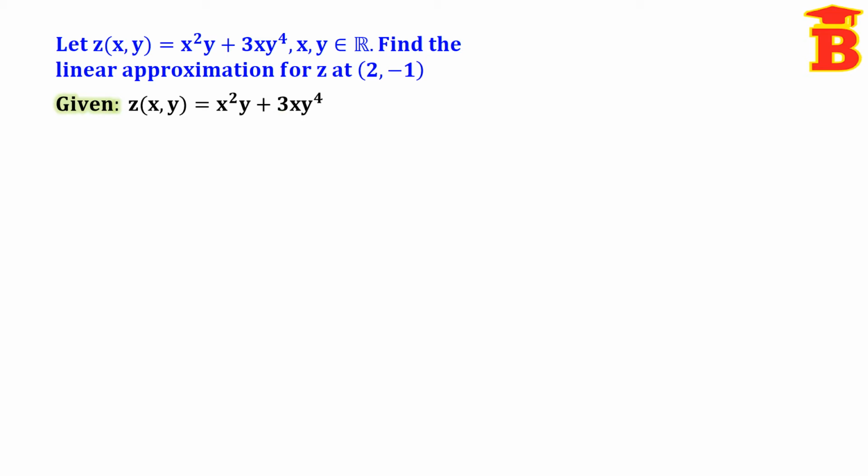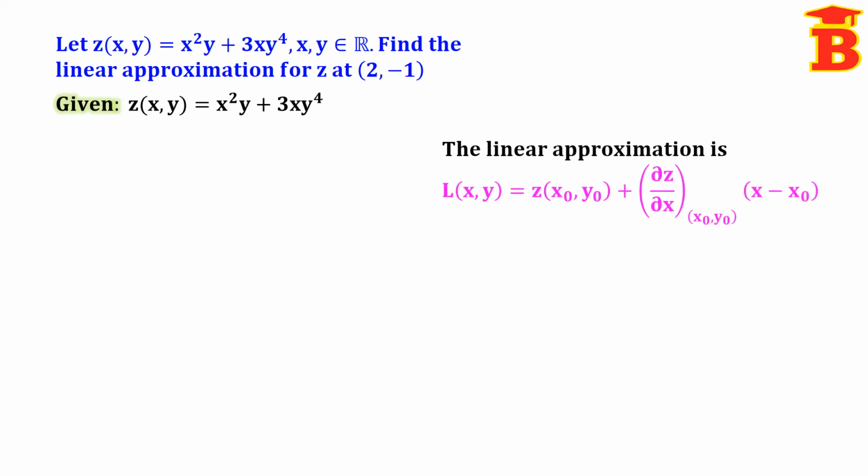First write the formula. The linear approximation is L of x comma y equal to, here z is a function, so we take z of x naught y naught plus dou z by dou x at the point x naught y naught into x minus x naught plus dou z by dou y at the point x naught y naught into y minus y naught. So here we have to find dou z by dou x and dou z by dou y and then substitute the points. And here the given point is 2 comma minus 1. Take it as x naught y naught.